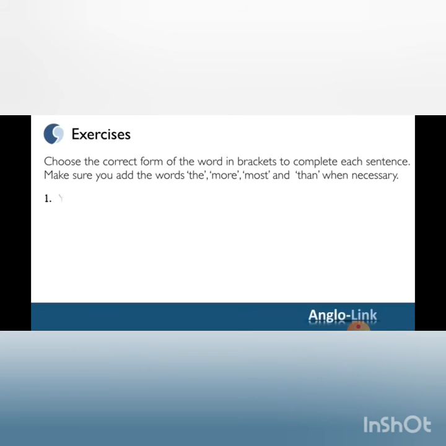Number 1. Yesterday I finished work, usual, late. Yesterday I finished work later than usual. Number 2. Roses smell tulips. Good. Roses smell better than tulips.